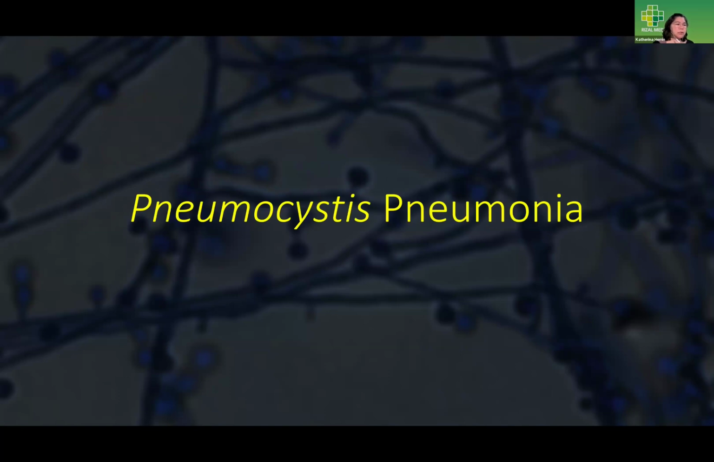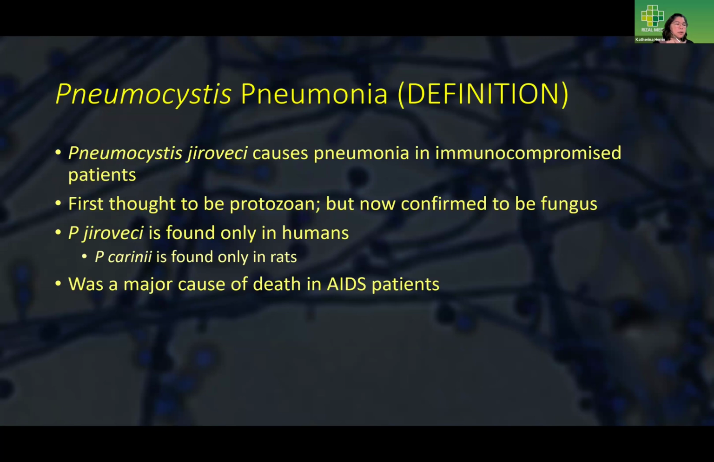Next, we have pneumocystis. Pneumocystis jirovecii is the causative organism for pneumocystis pneumonia. It used to be a major cause of death in AIDS patients.